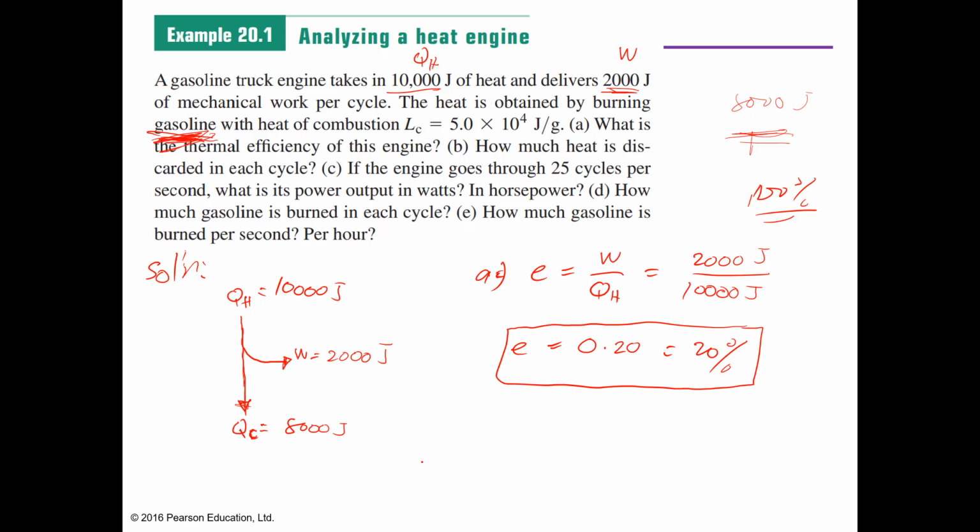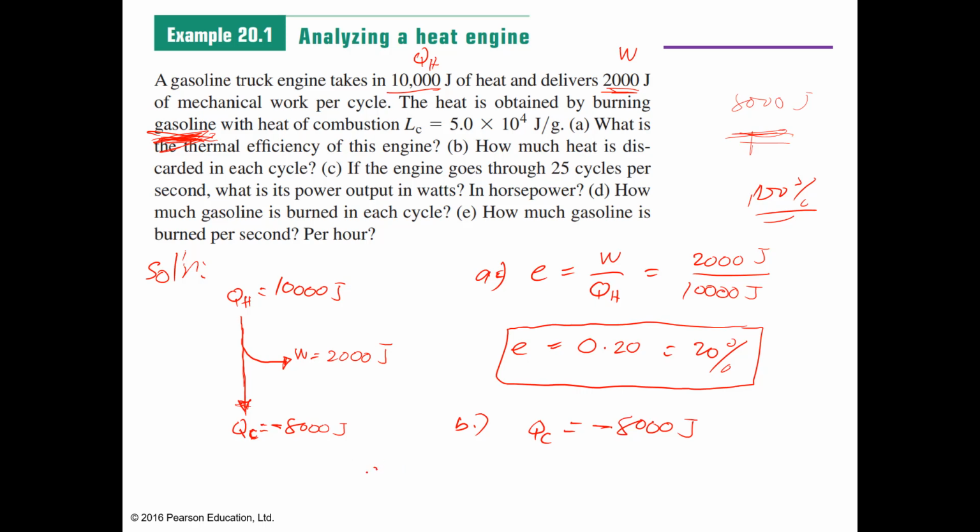For letter B, how much heat is discarded in each cycle? So what we are looking for in B is QC, which is equal to 8,000 joules. Take note of the negative sign. Okay? Negative sign because QC is always negative, since it is leaving your system. Okay? So it is minus 8,000 joules.